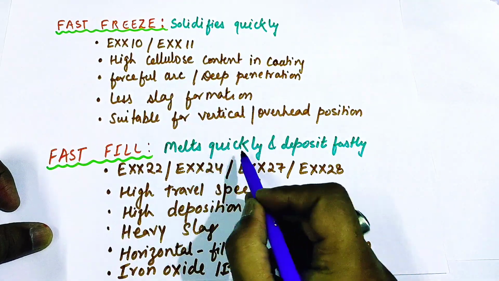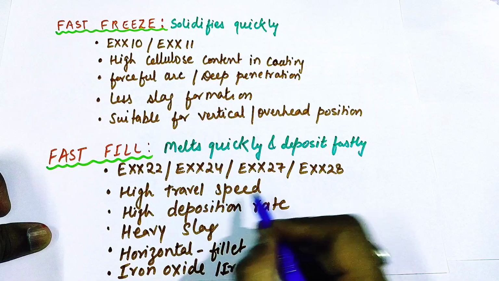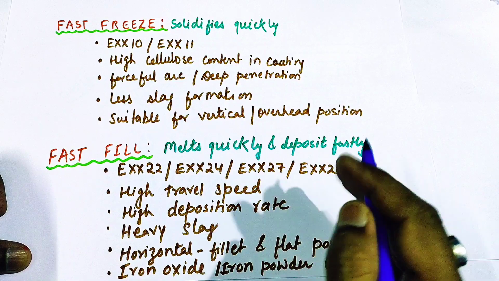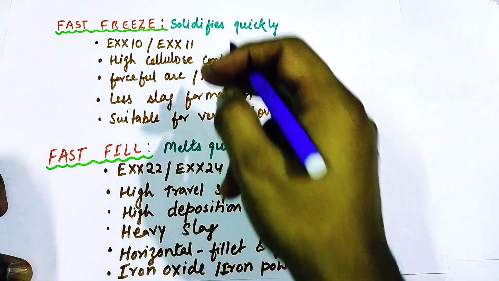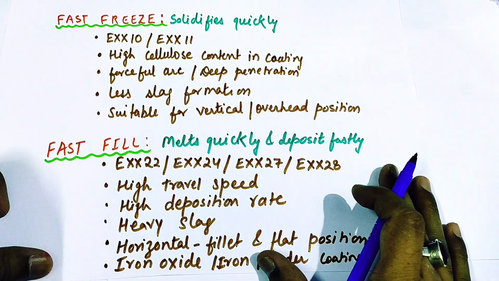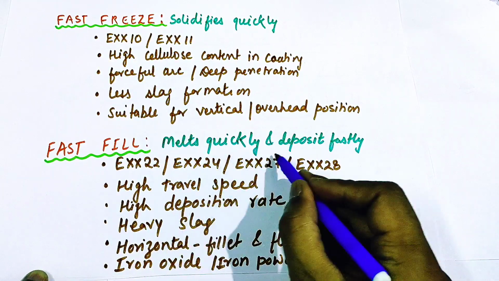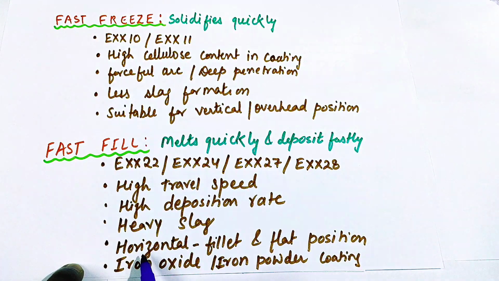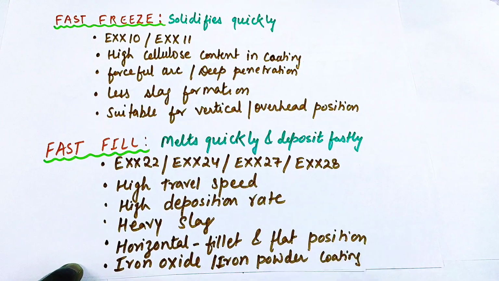So since it melts quickly and deposits the weld metal very fast, it has a very high travel speed, hence we get our welding done very fast. High travel speed and high deposition rate, but the slag which it produces is heavy compared to fast freeze electrodes. And also here you can see the second last digit always denotes the position. So here you have 2 common, and 2 denotes that this electrode can be used in the horizontal fillet or flat position. So in fillet, horizontal and flat, these positions this electrode can be used.